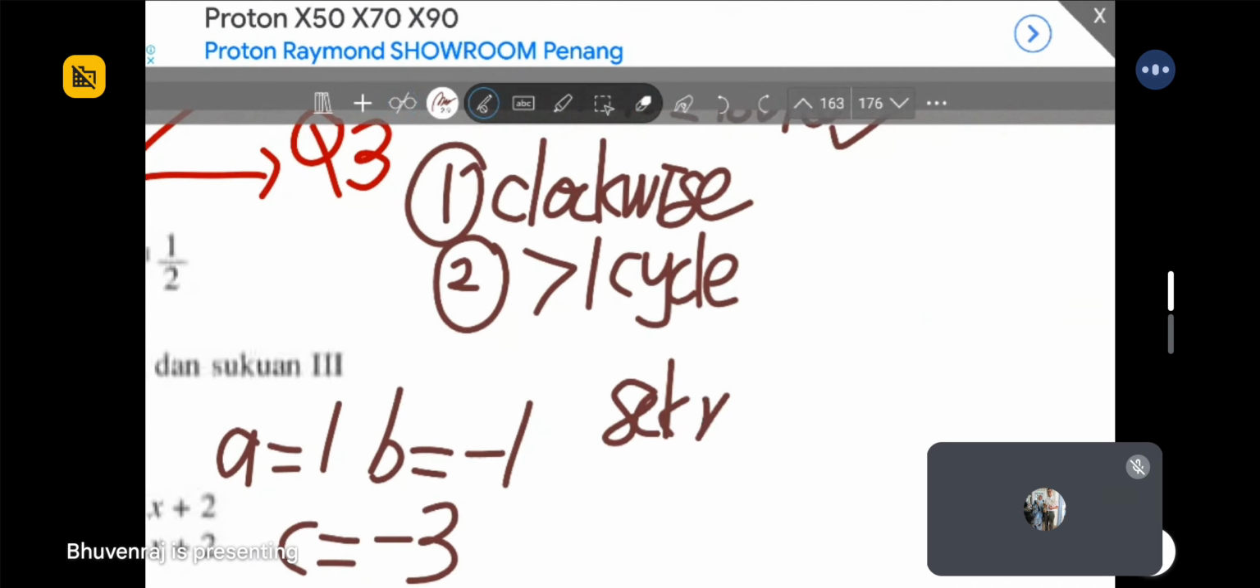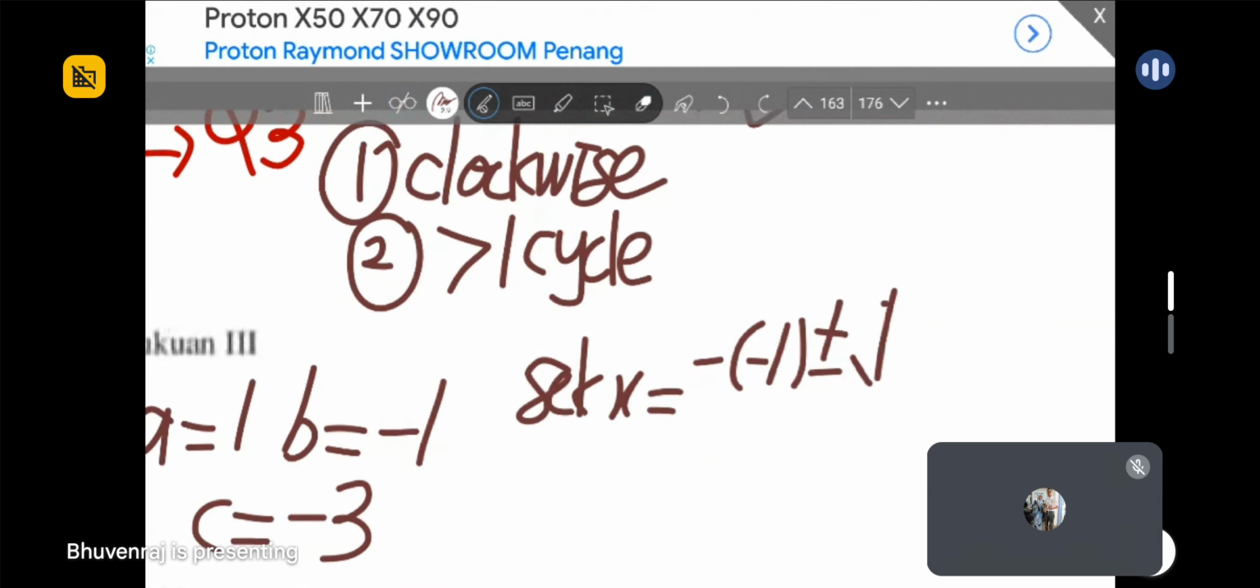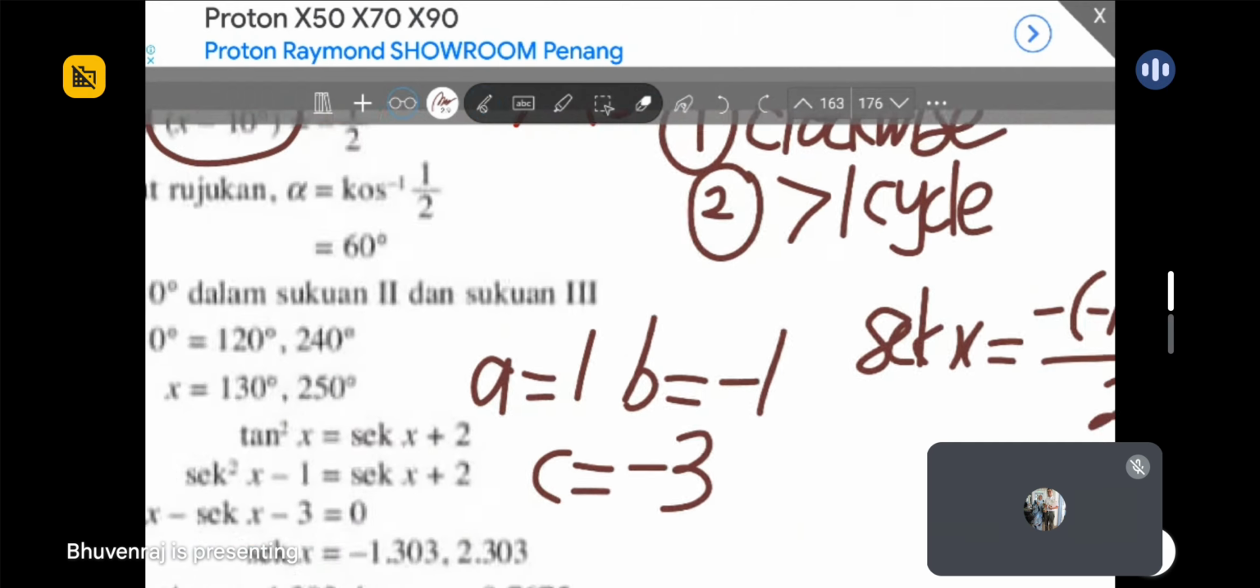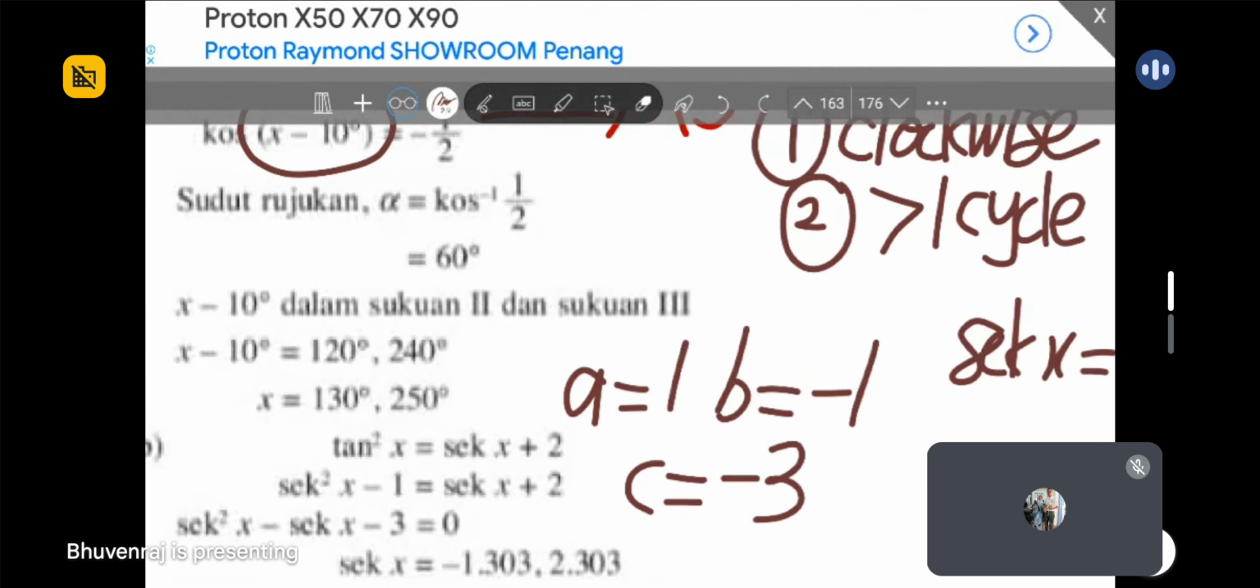So secant x equals negative b plus minus square root of b square minus 4ac, over 2a. Then you solve. This one tekan calculator saja. So you will have 2 possible options. Secant x equals negative 1.303 or 2.303.